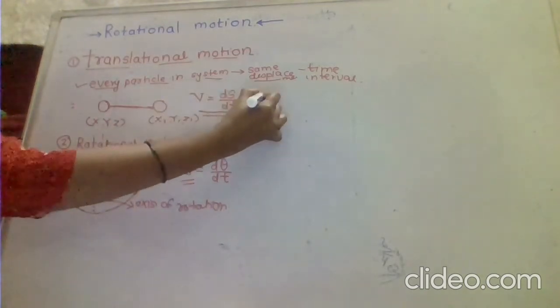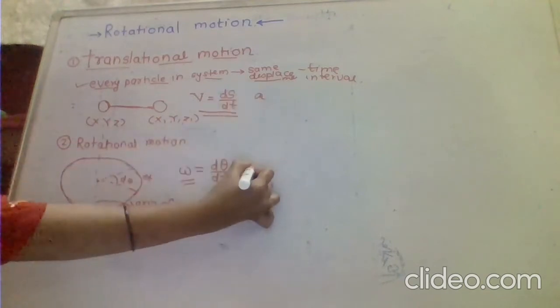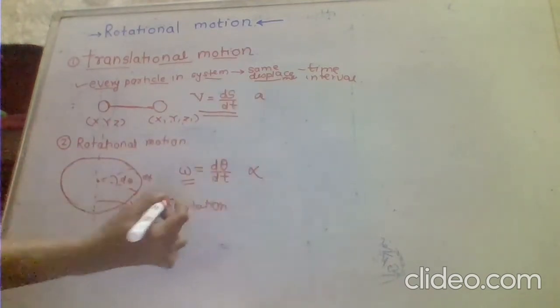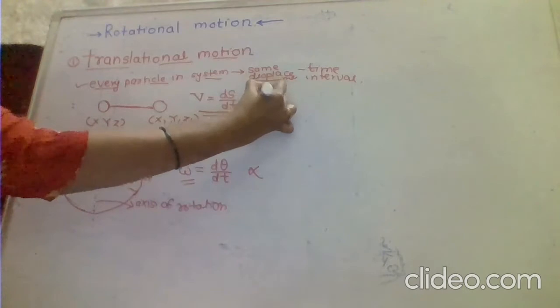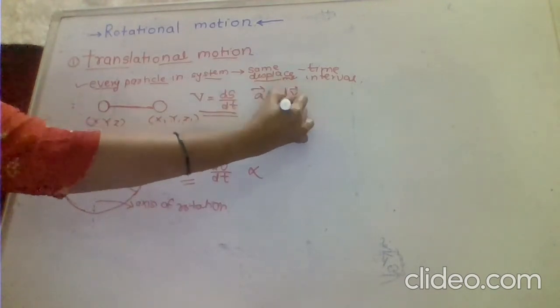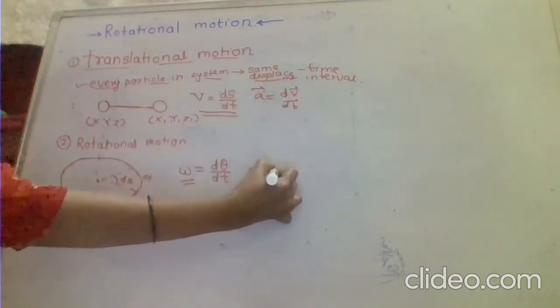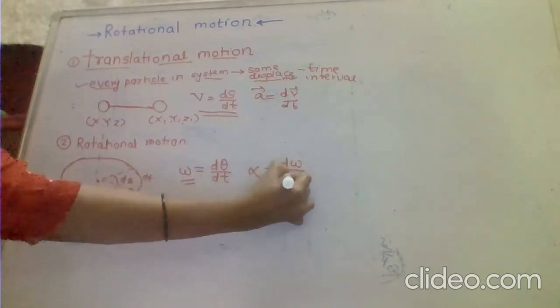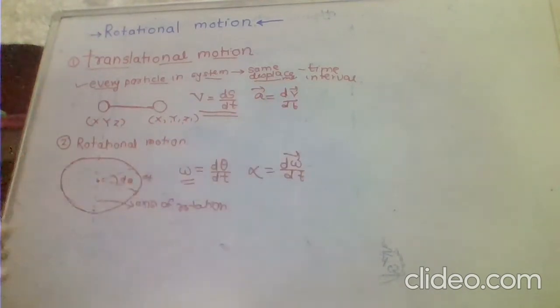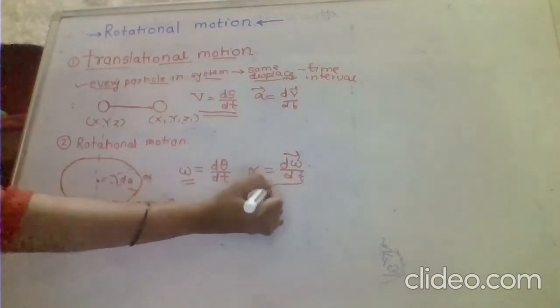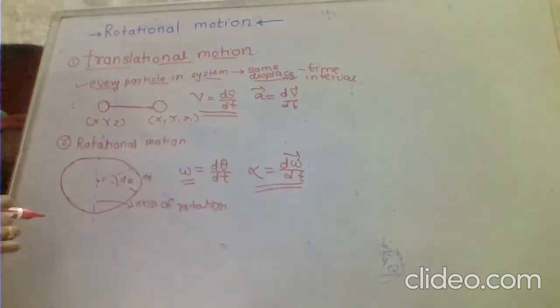Then angular speed is d theta upon dt. Here we use the term linear acceleration, and here we use the term angular acceleration. Linear acceleration is dv by dt, and angular acceleration is the rate of change of angular velocity, sorry, not angular displacement, angular velocity.